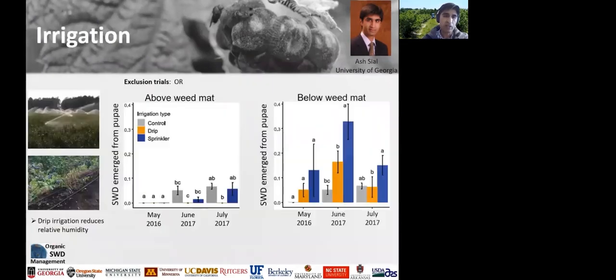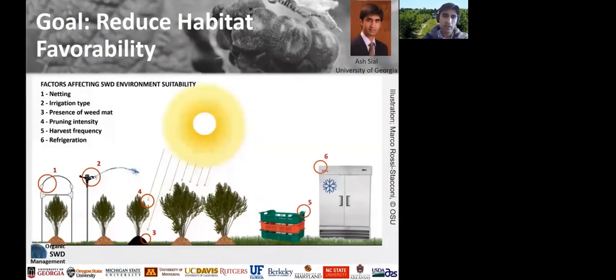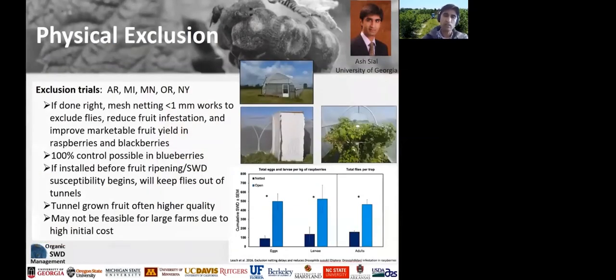Netting, irrigation, we can manage mulching in terms of weed mats, or pruning, harvest frequency, or using refrigeration of the fruit after harvest to actually manipulate these environmental conditions for SWD to make them less favorable and reduce survivorship and development of SWD.